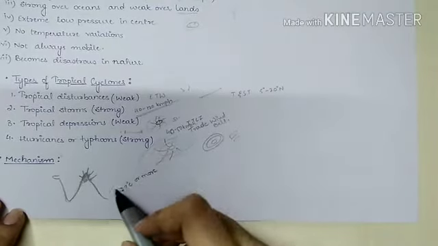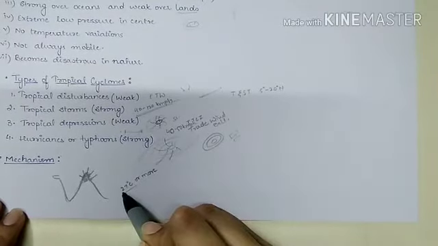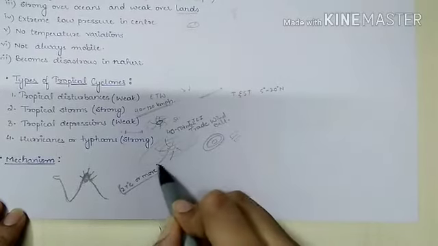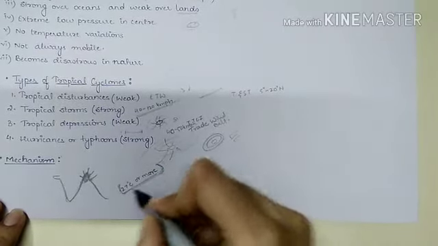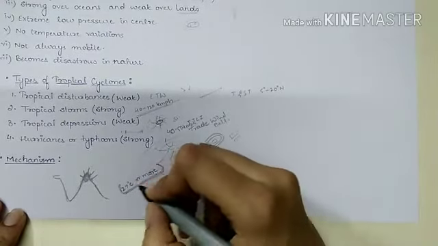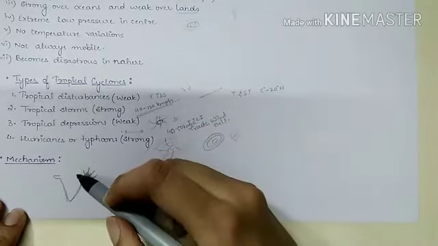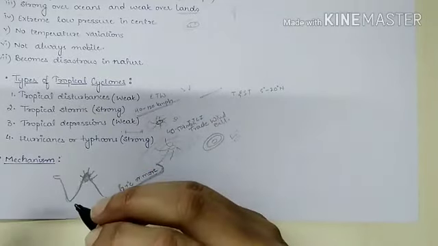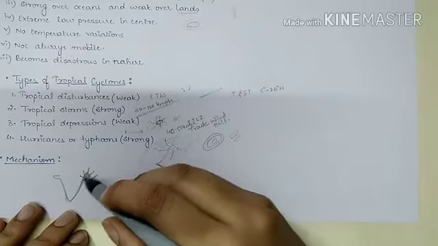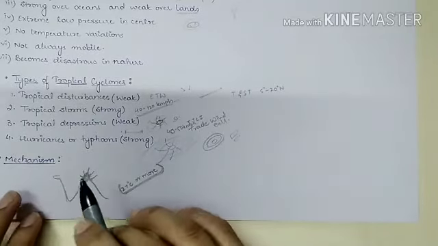So as the temperature will reach such an extent or such a range, now what will happen? The process of convection will start from the surface. So now convection will start.